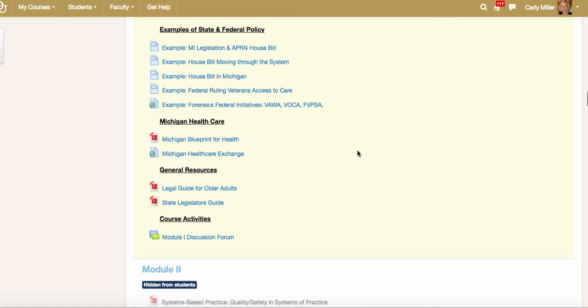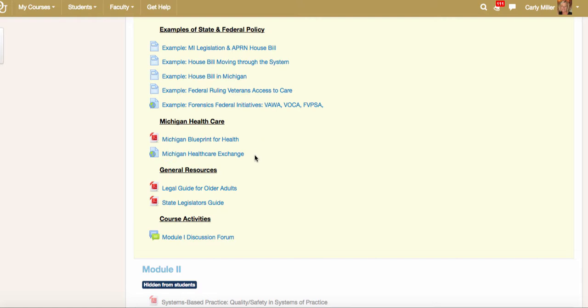In terms of just Michigan, I wanted to give you just how Michigan's doing. What's our status within the healthcare system? How are we progressing? So the Michigan Blueprint for Health is one of those resources that you can look through. This is a very long document, but if there's a certain area that you want to look at, it's a great document to refer back to.